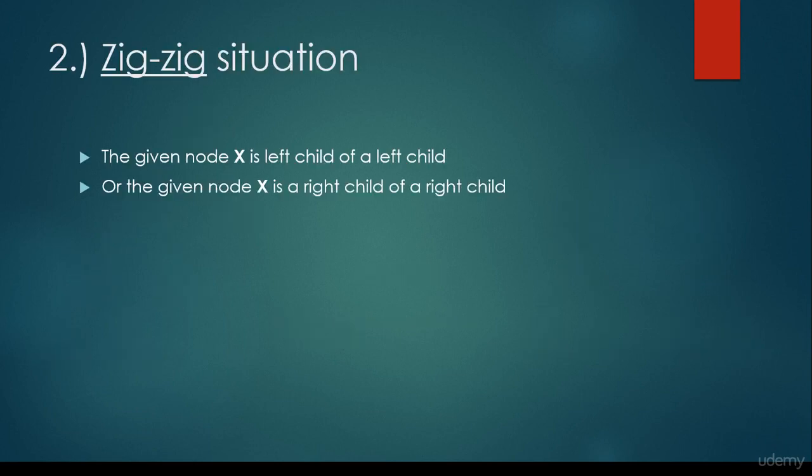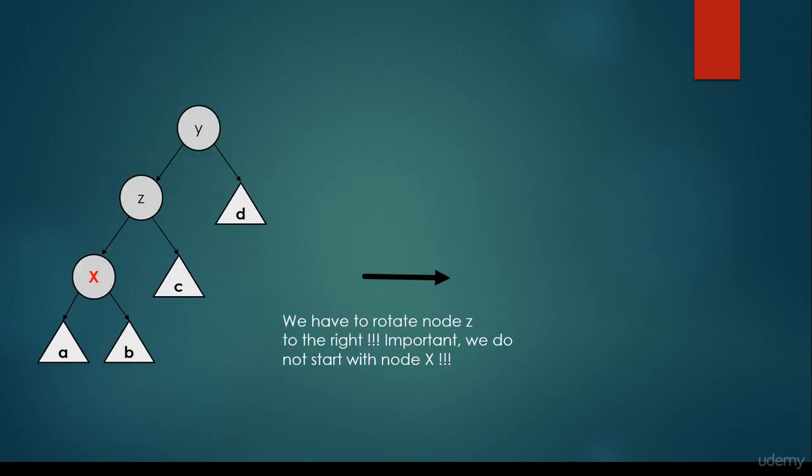Okay, what about the zig-zig situation? If there is a given node X, the node we are looking for, this node X is left child of a left child, or a right child of a right child. It is very symmetric. Okay, for example this, because X is the left child of Z, and Z is the left child of Y.